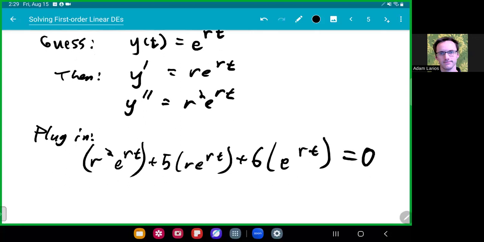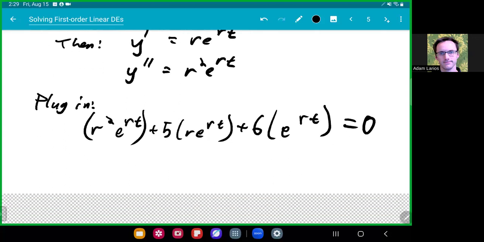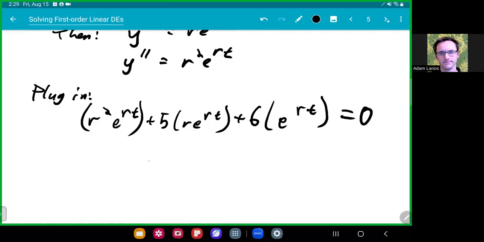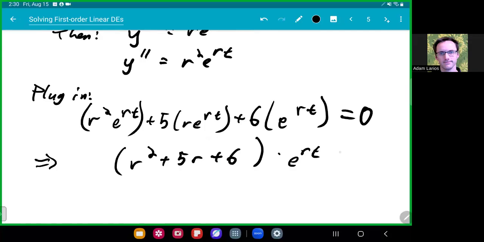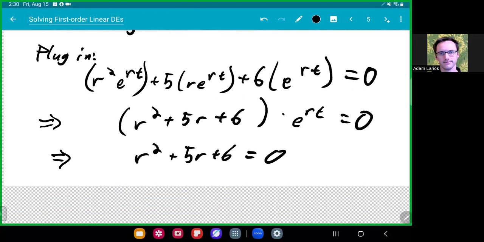Now, if we get something like that r has to be non-constant, we would be in trouble. But in this case, let's see what happens. So we can rewrite this. Notice that everything has a common factor of e to the rt. And so we get r squared plus 5r plus 6 times e to the rt is equal to 0. But e to the rt can never be 0. So the other factor must be 0. So r squared plus 5r plus 6 is equal to 0.